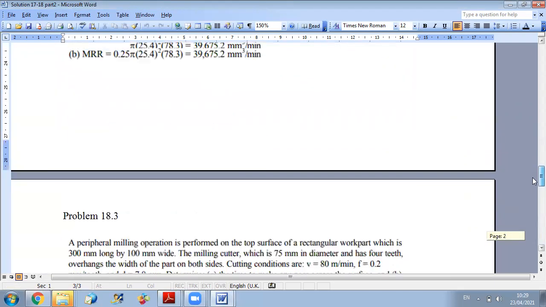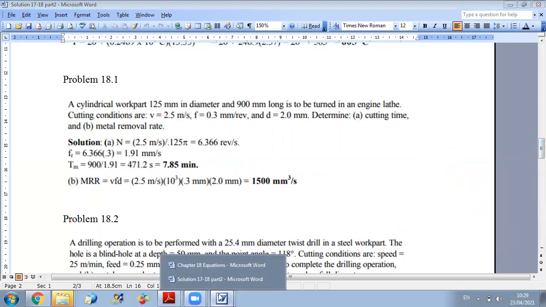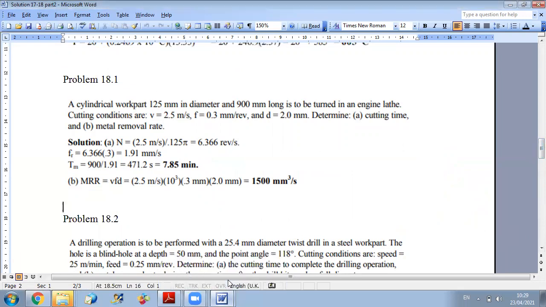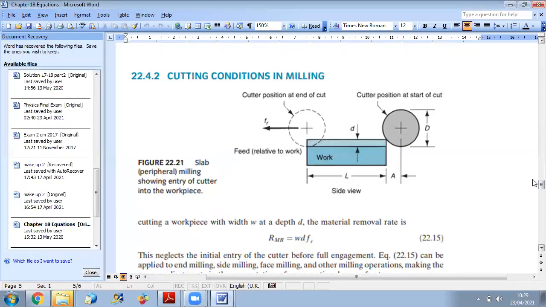So these were some problems on chapter 18. In case you want to do any extra practice, you have in the book several problems. Okay, but mainly these are the main ideas. Just pay attention for the case of face milling, for example. In case of face milling, you should always compare the value of W and D to know which formula to use for the approach distance.